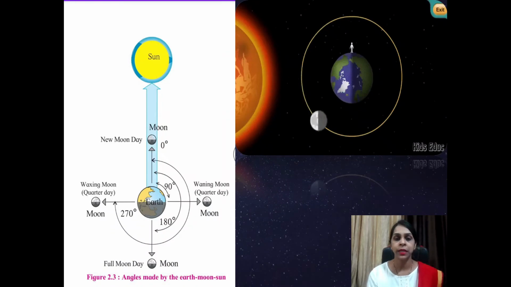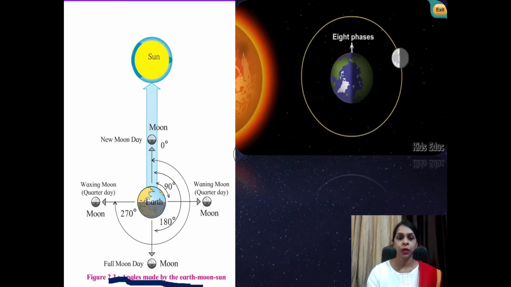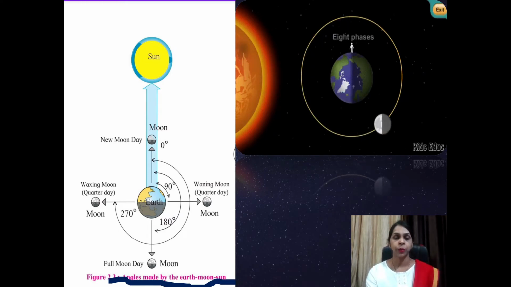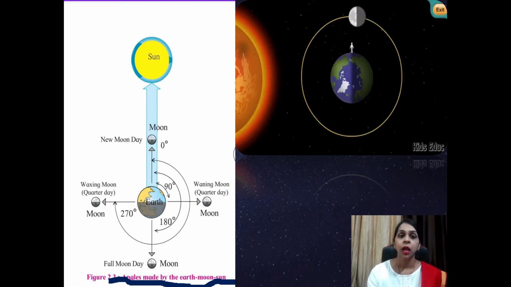Student, observe these pictures very carefully. In the first picture, we are seeing the angles made by the earth, moon and the sun. This figure is also in your textbook. You can see there the sun, the moon and the earth. In this image, we can see the angle made by the sun, moon and earth.